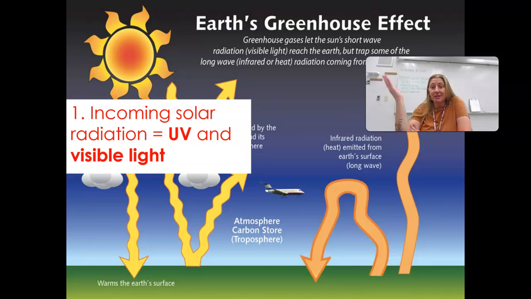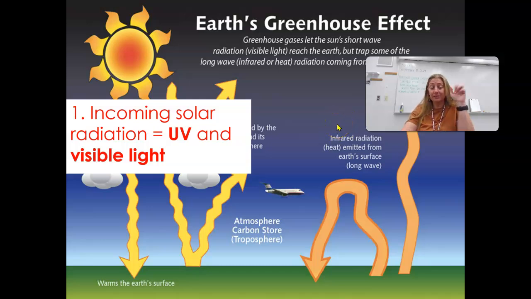So we've got sunlight, solar radiation, coming and reaching the surface of the planet. Some ultraviolet, or UV, radiation makes it to the surface. The ozone layer does not filter out all UV radiation. And also visible light, Roy G. Biv, red, orange, yellow, green, blue, indigo, violet, the colors of the rainbow. They make it to the surface of the Earth. They go through the atmosphere.